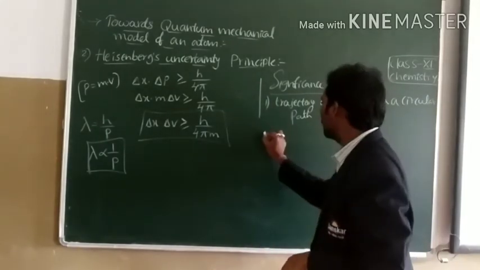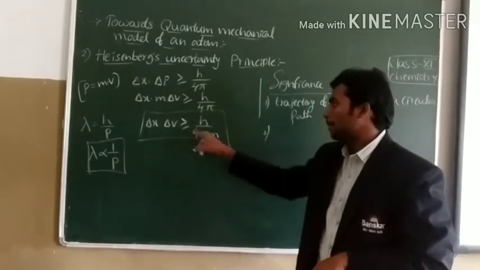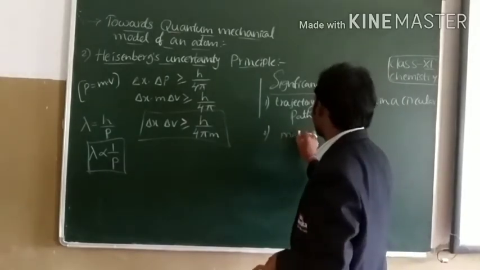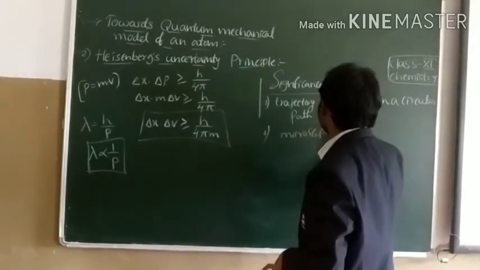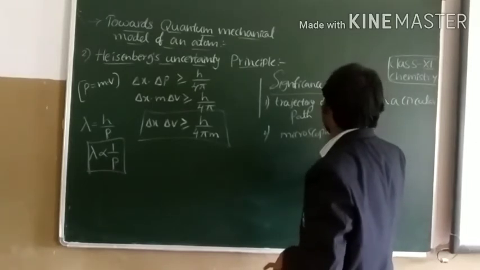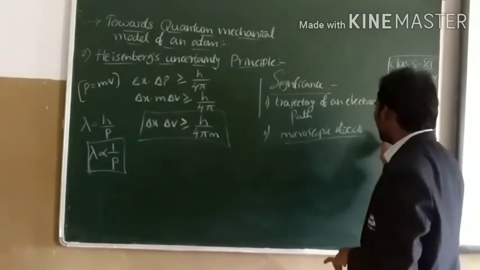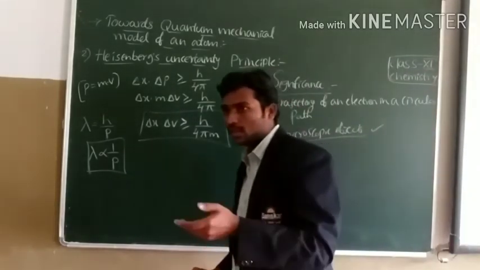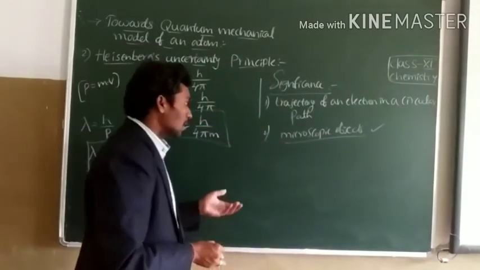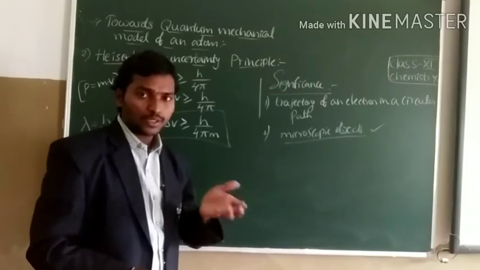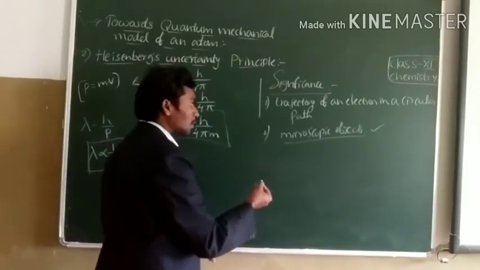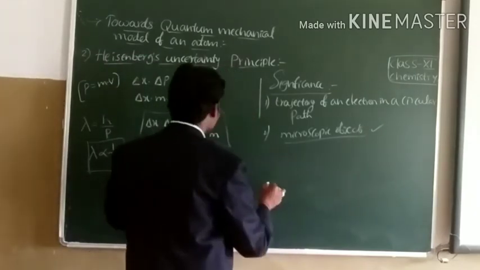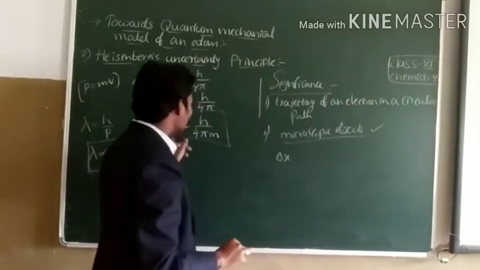And second, Heisenberg's uncertainty principle is only applicable to microscopic objects. Microscopic objects are subatomic particles like electron and proton. The electron charge is minus 1.6 into 10 to the power of minus 19 coulombs, and its mass is 9.1 into 10 to the power of minus 31 kg. Its mass is very less. So let us apply the uncertainty principle here.